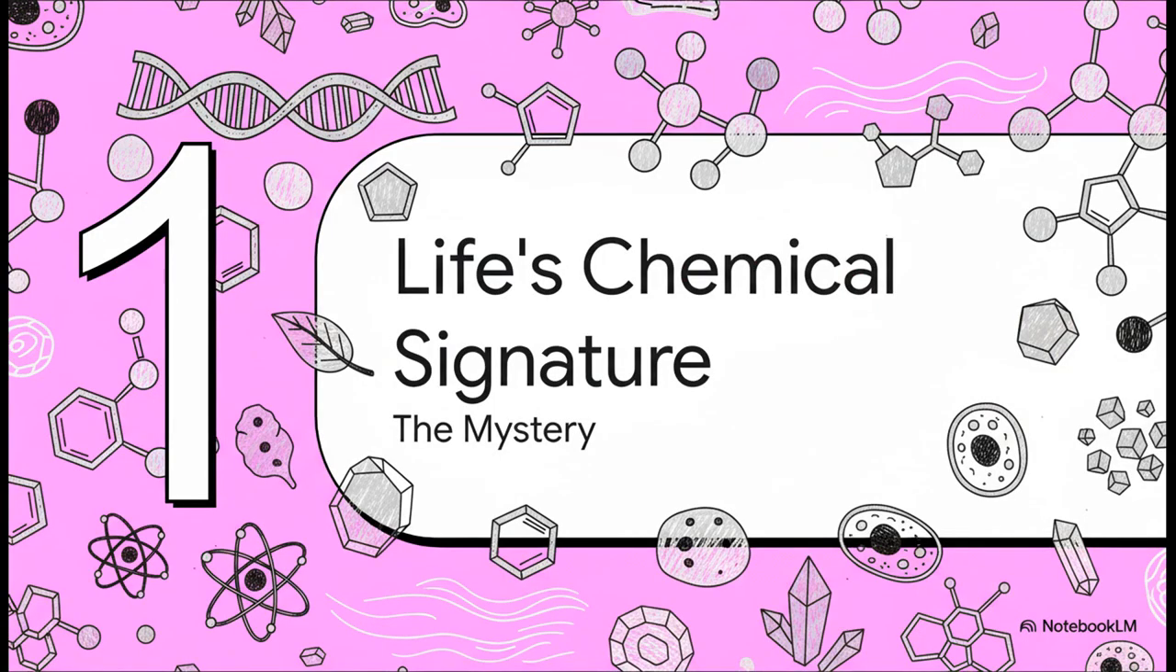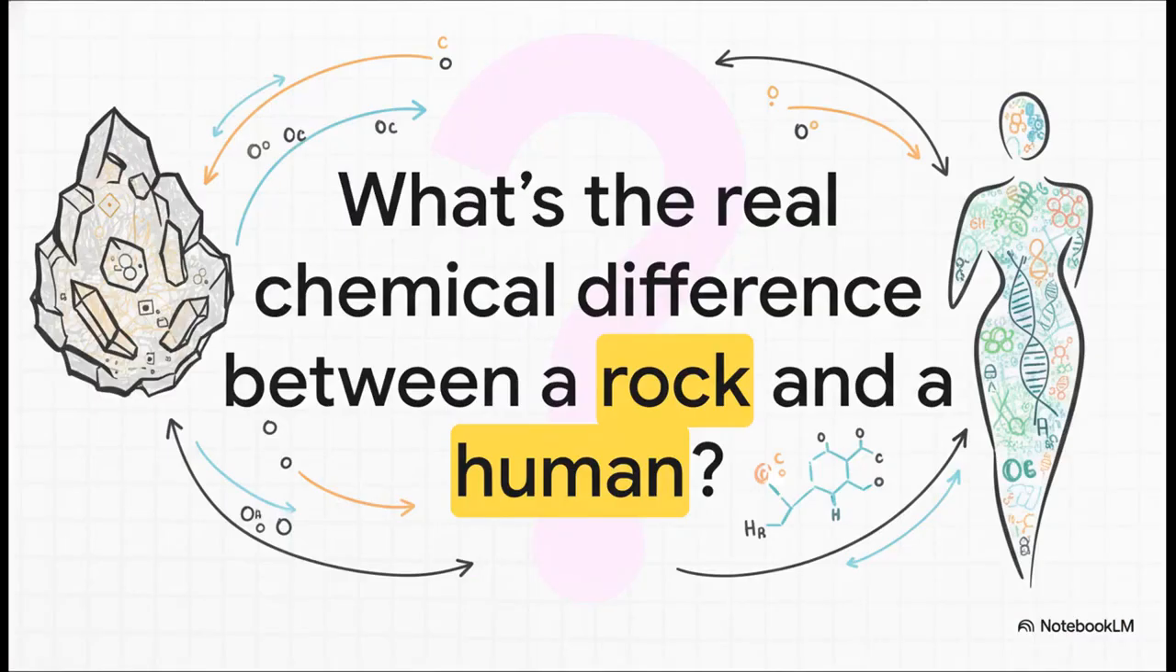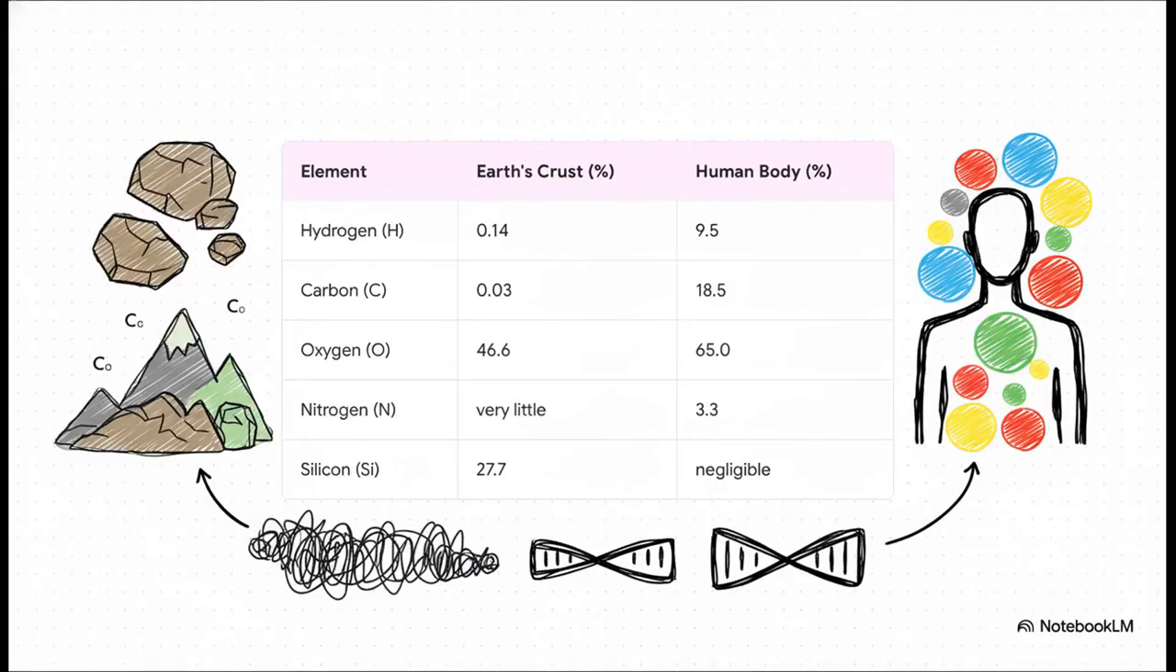Right, so we all know there's a difference between something that's alive and something that isn't. But what is that difference, really? When you get down to the most basic chemical level, that's the mystery we're going to try to solve today. Okay, let's put it this way. If you could analyze every single atom in a rock and compare it to every atom in a human being, what would you find? The answer, it turns out, is both way simpler and way more profound than you might imagine.